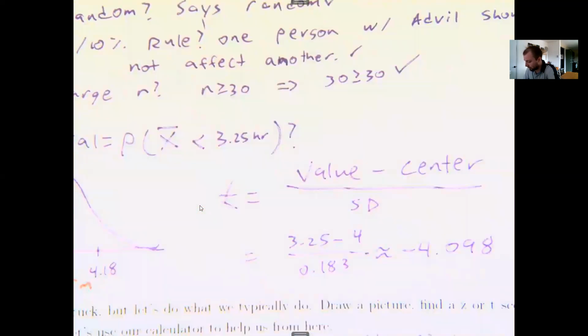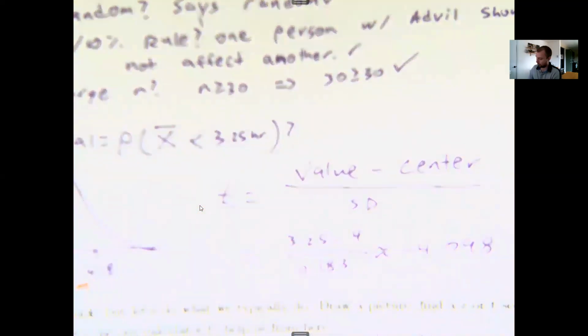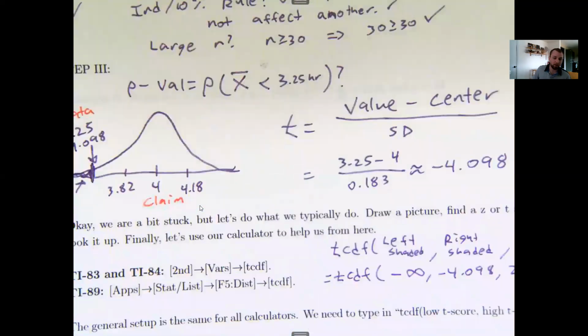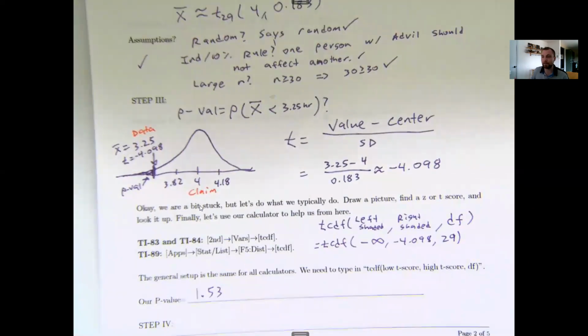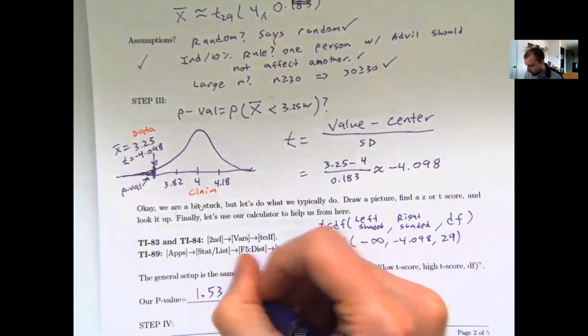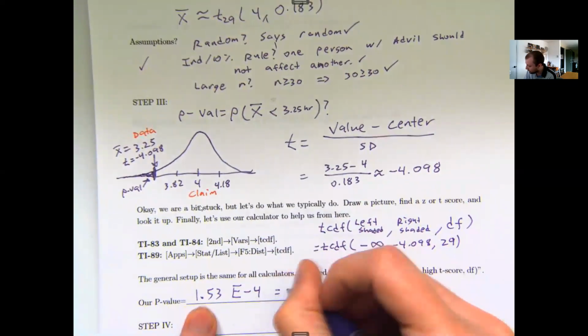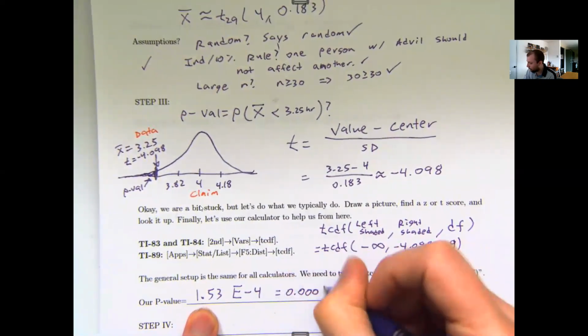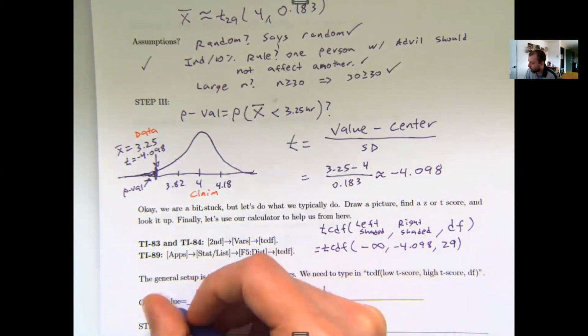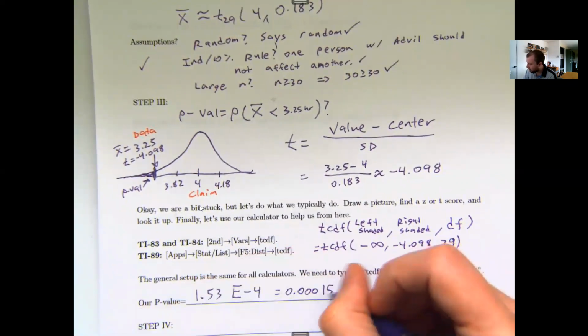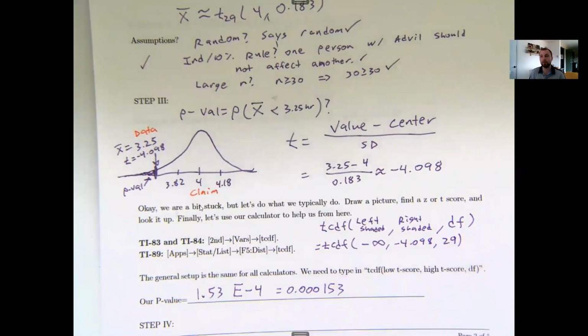So if your calculator gives you 1.53, and you're thinking, well, 1.53 is 153%, that must be my p-value. Be careful. You have to include the E minus 4 if your calculator gives that to you. You can't have a p-value that's bigger than 1. That represents more than 100%, and that's not possible. So you probably actually have something that's really, really small. Moving the decimal 1, 2, 3, 4 spots over gives me something like this, 0.000153.